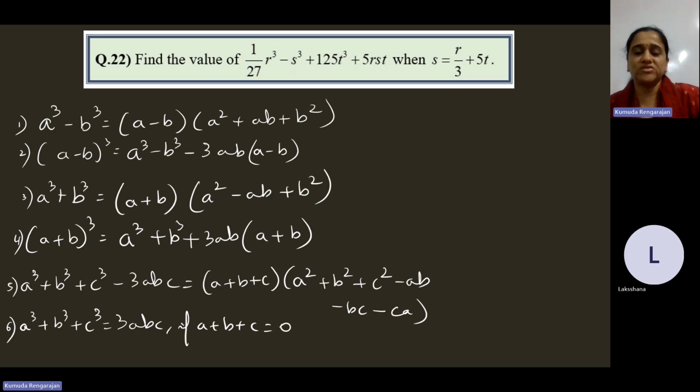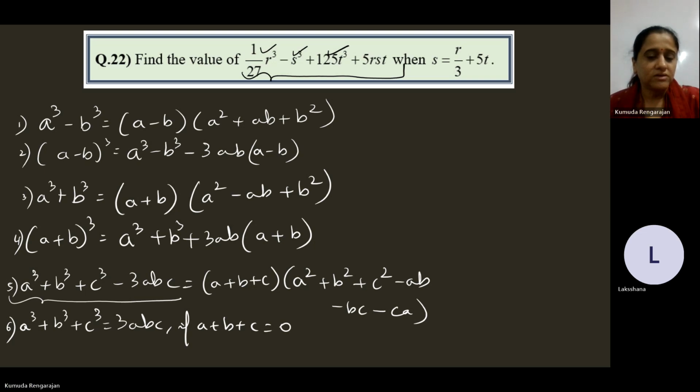See the expression in the question. 4 terms, and these 3 are perfect cubes. So find the identity here. We have 6 identities that involve cubes. So find the identity that has 4 terms with 3 perfect cubes. So it's the fifth one.